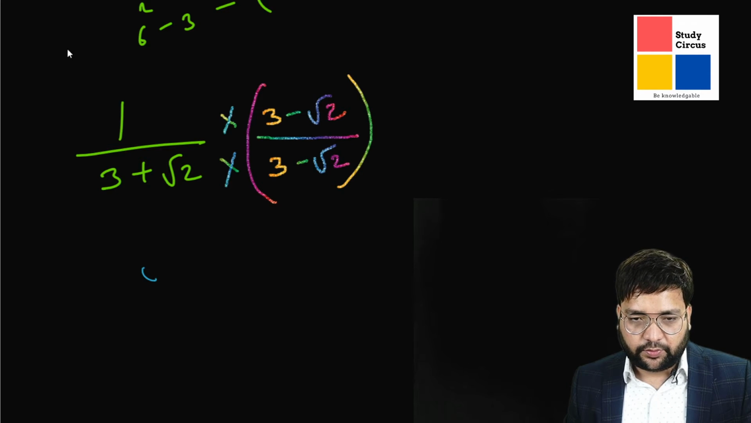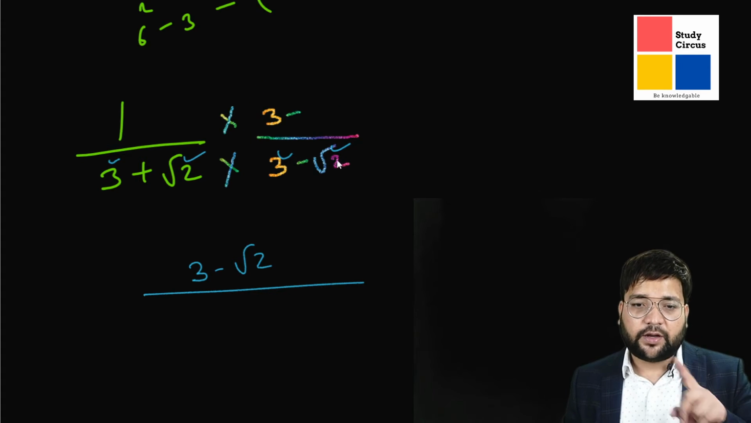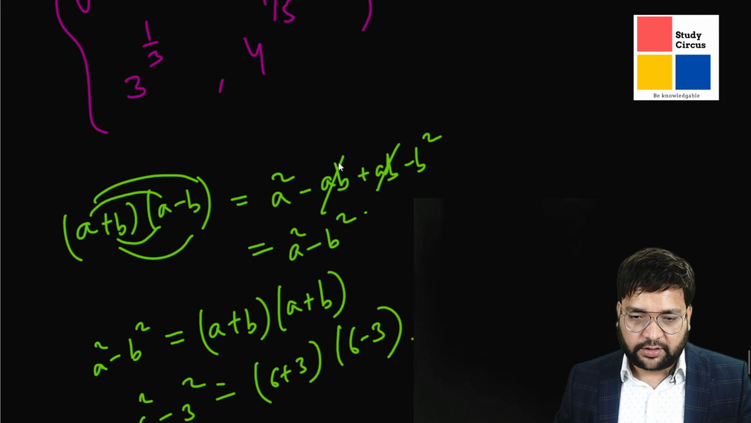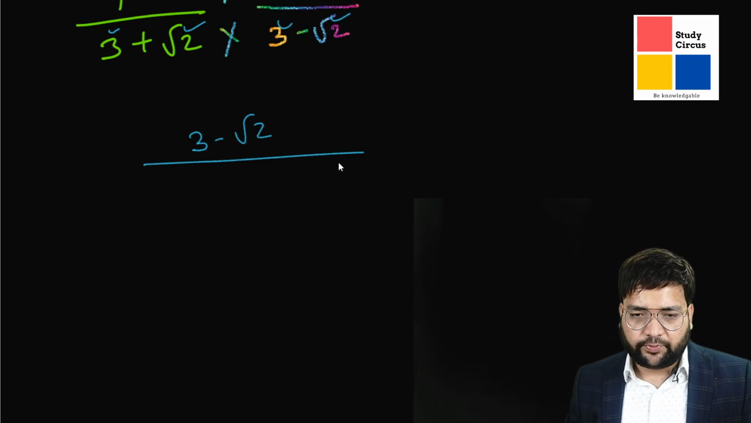So the numerator is what? The numerator is 3 minus root 2 only, and then the denominator is what? A plus b times a minus b is a square minus b square. We just saw this, right? A plus b into a minus b is a square minus b square. Same property or the identity we'll use here.